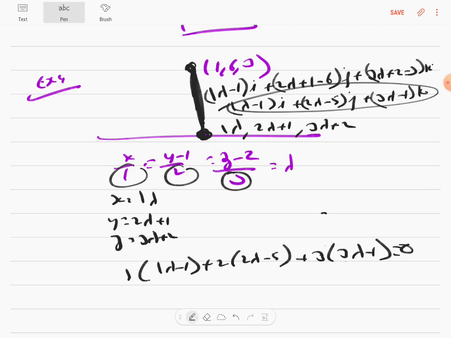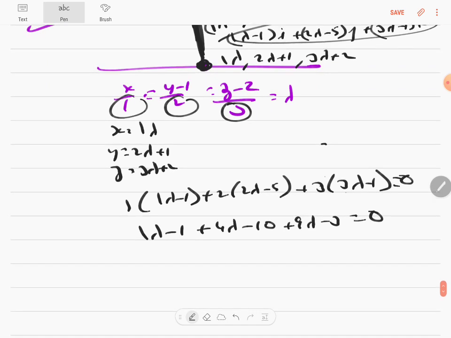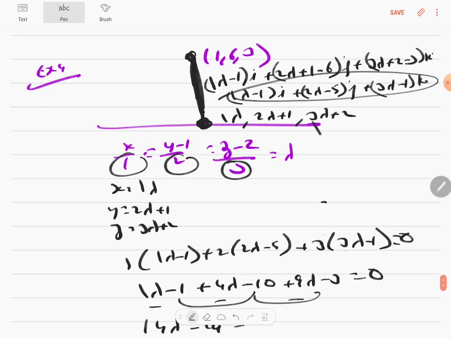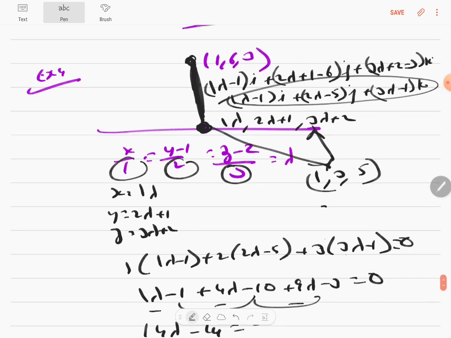So when I write that, I'll get what lambda has to be. 1 lambda minus 1 plus 4 lambda minus 10 plus 9 lambda minus 3 is equal to 0. Solving all of it, it's 14 lambda minus 14 is equal to 0. So lambda is equal to 1. Giving 1 as lambda, (1, 3, 5) is my foot of the perpendicular. I found the foot of the perpendicular. I know how to find the image now.